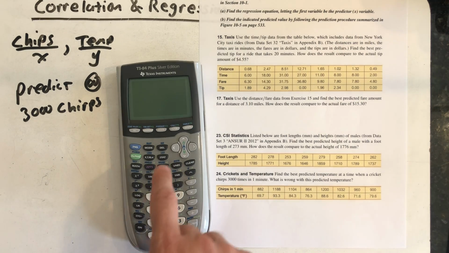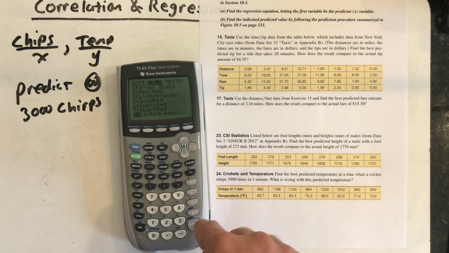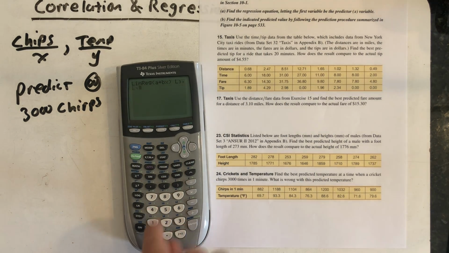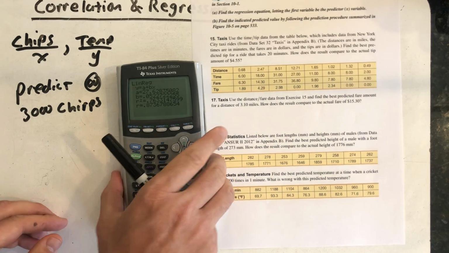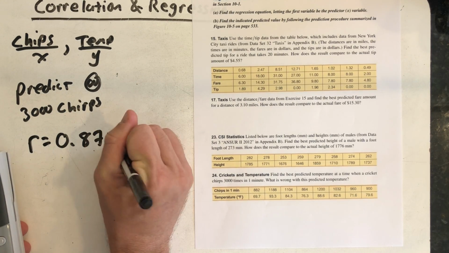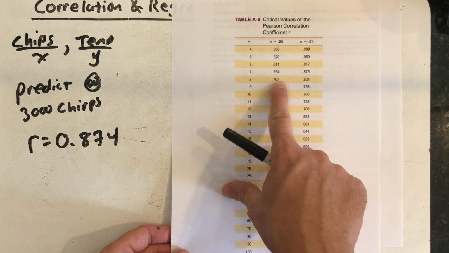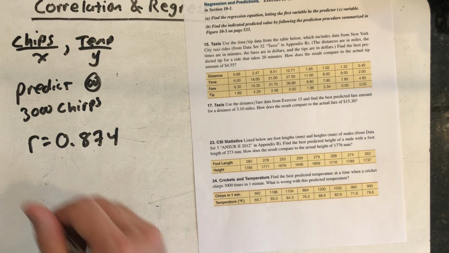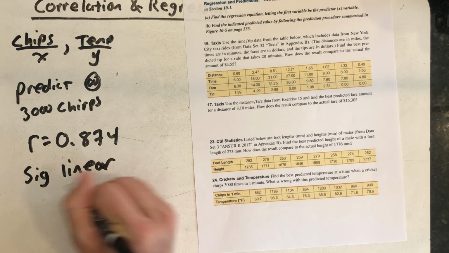Having checked the data, let's go on and calculate that R value. This time I do need to tell the calculator my data is in L3 and L4. So L3, L4 here, and I can press enter. And I get an R value that's pretty high, 0.874. Well, that's bigger than either of these values, so at either significance level, there is a significant linear correlation. So there's a significant linear relationship in the data.